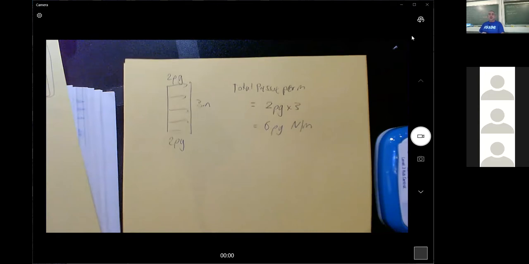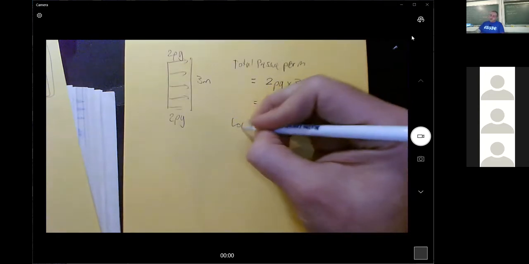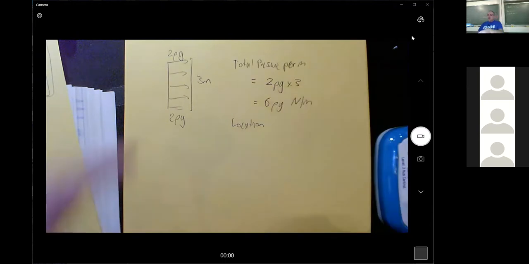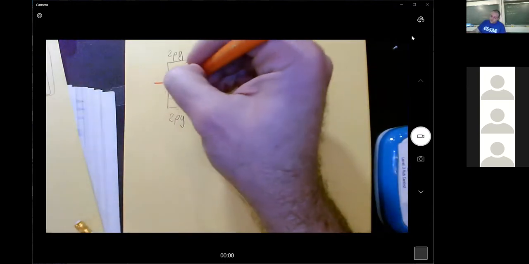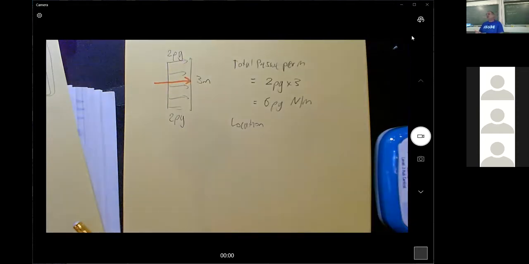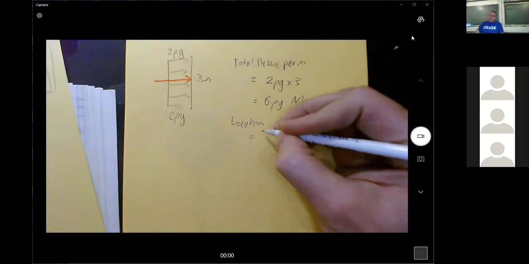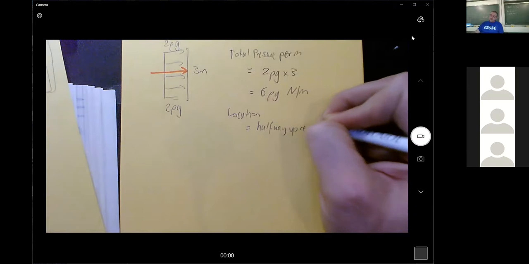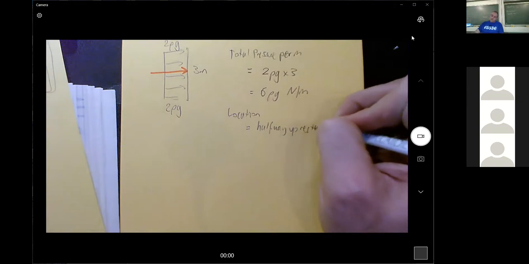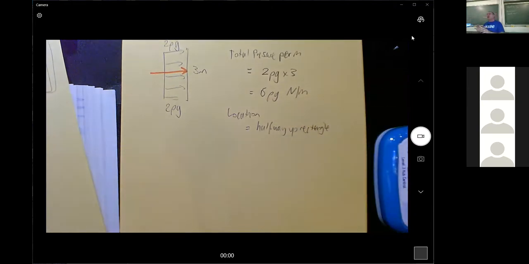And the location will be halfway up this rectangle there, because the location will be at the centroid of the rectangle. All right, I'll figure out where that is in a minute because I'll draw a new diagram.